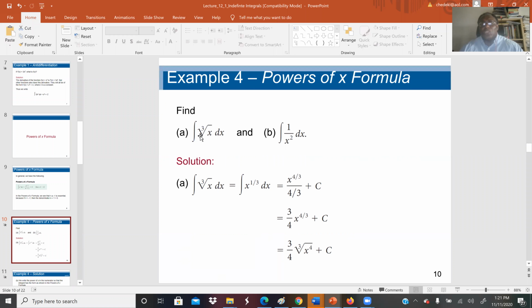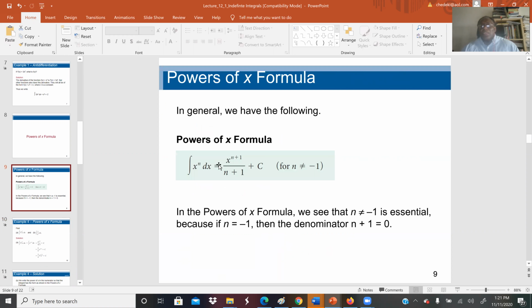If I have this question to solve, first I can change the cube root to the power 1/3. That's what we did here. Integral x raised to the power 1/3 dx. So I will say x raised to the power 1/3 plus 1 divided by 1/3 plus 1. 1/3 plus 1 will give me 4/3. So we get x to the 4/3 divided by 4/3 plus c. Using the formula here, x to the power n will be x to the n plus 1 divided by n plus 1 plus c. So that's the first formula.